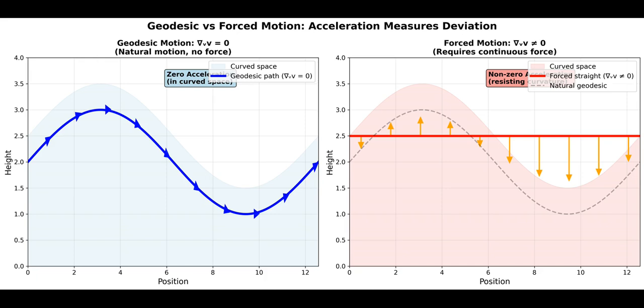An electron in a synchrotron is the perfect example. Magnetic fields bend its path into a circle. The electron wants to go straight, geodesic motion, but the magnetic force curves its world line. This is real acceleration.